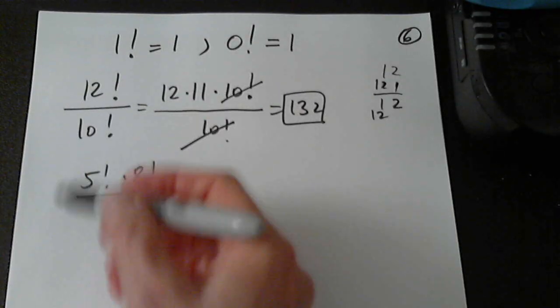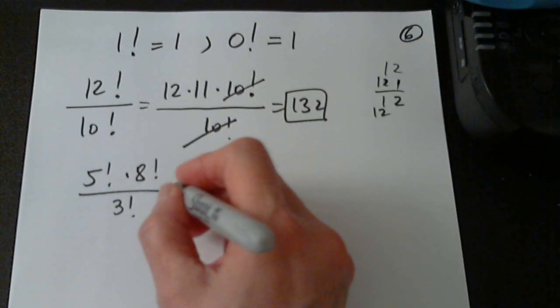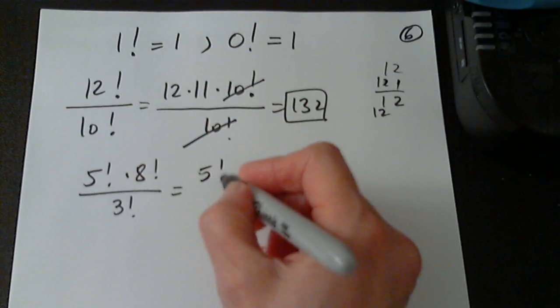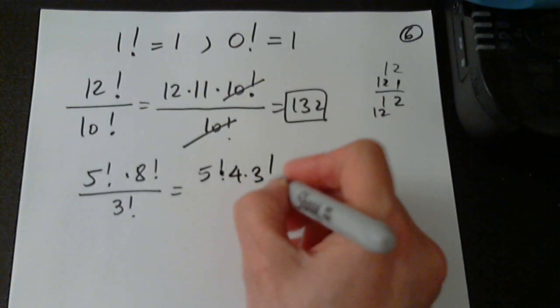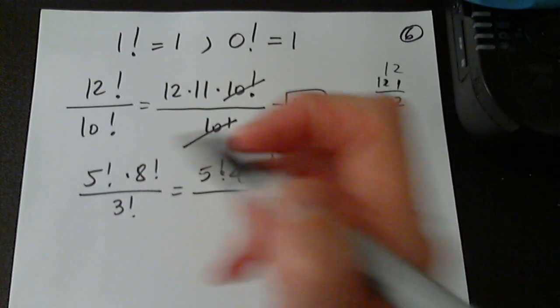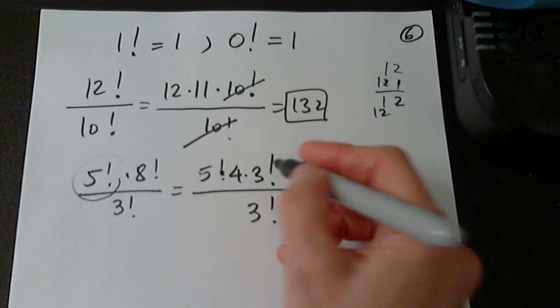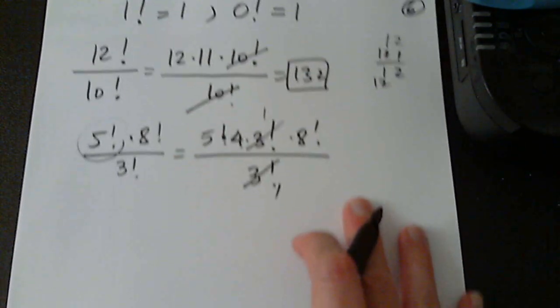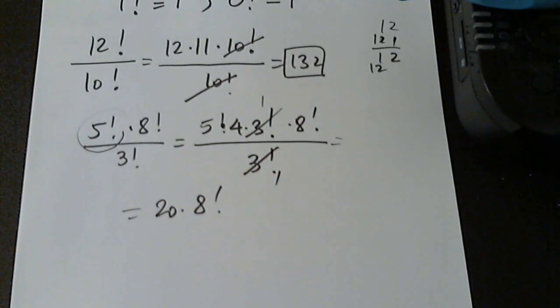So again, you can put this in the calculator. Most probably it's going to be able to. But here's what I prefer. I'm sorry, 5 times 4 times 3 factorial times 8 factorial divided by 3 factorial. So I only expanded this to 5, 4, and 3. I stopped at 3. Why? Because I wanted to simplify. So then I have 20 times 8 factorial. It should be able to do this with no difficulties.